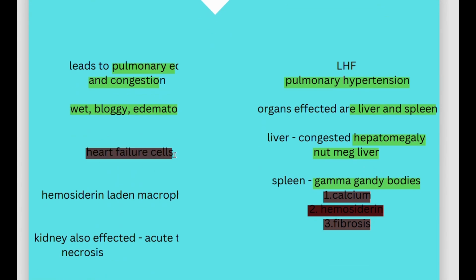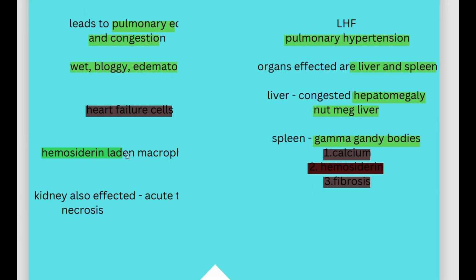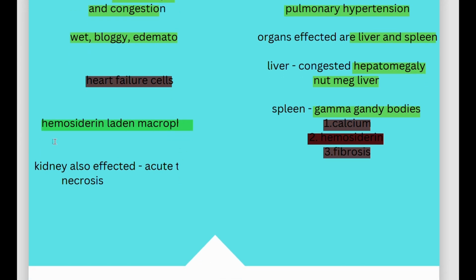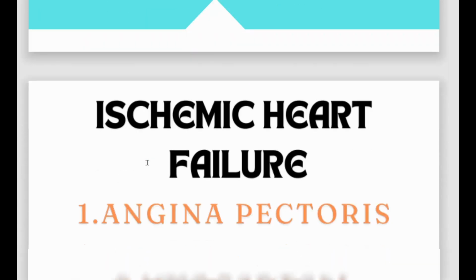and these heart failure cells are not present in the heart, they are present in the lung. Okay, and in the left heart failure we can observe hemosiderin laden macrophages. And in left heart failure we can see the kidney is affected, and this leads to tubular necrosis in the kidney. Next we shall move to the ischemic heart failures.